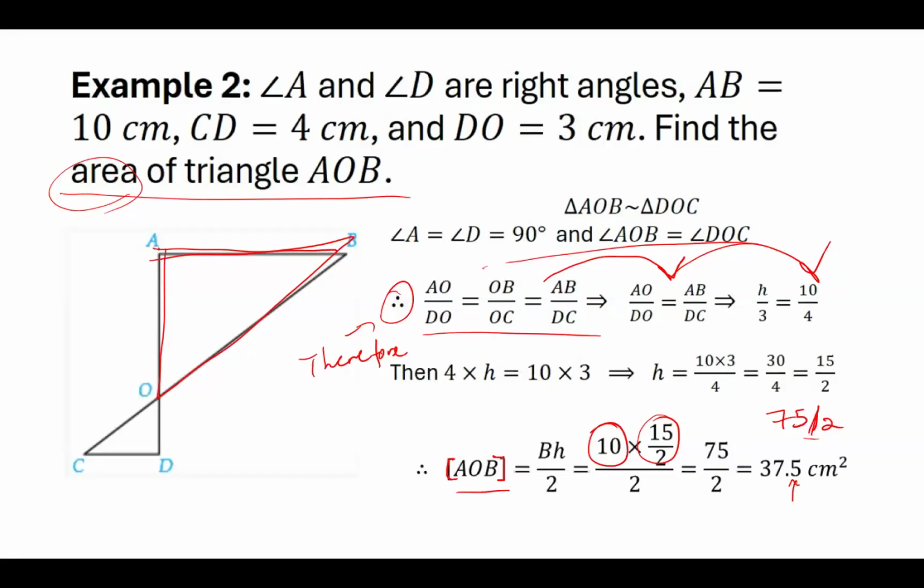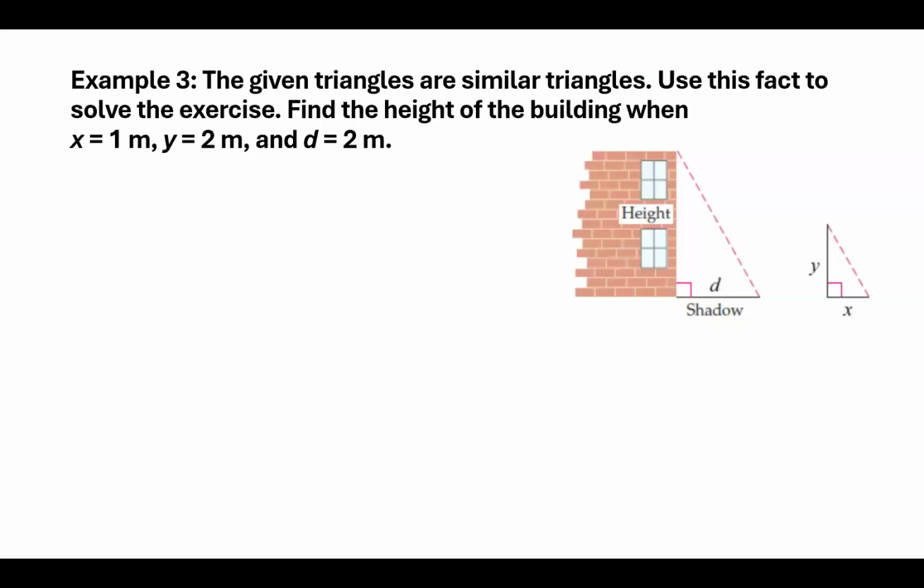Okay, so let's do another example. This is an application. This is a typical question that I put to my students because one of the goals is that we want to apply these in practical problems. And one of the ways that similar triangles are very popular to use is to find the height of a building. You can use the shadow created from the sun.